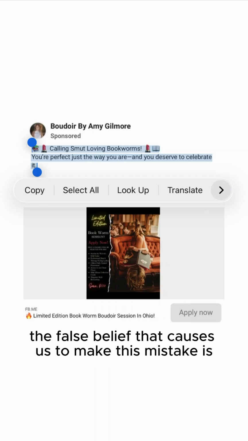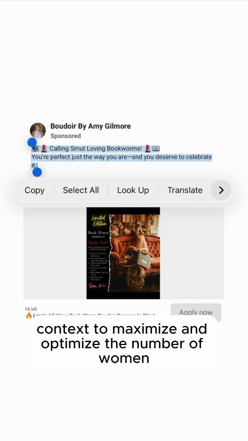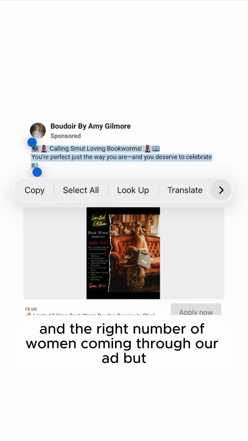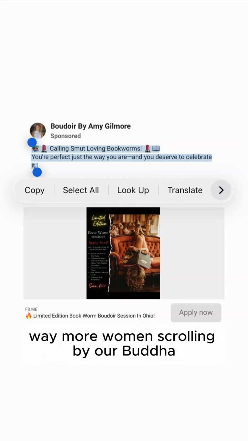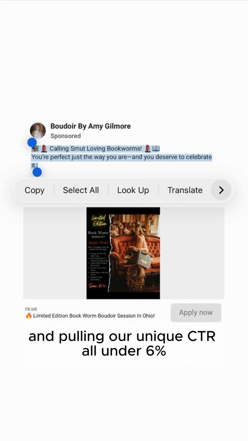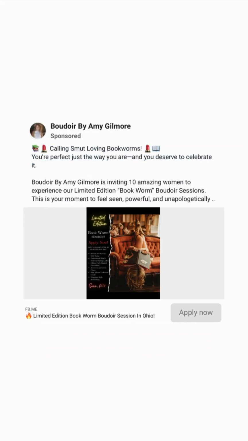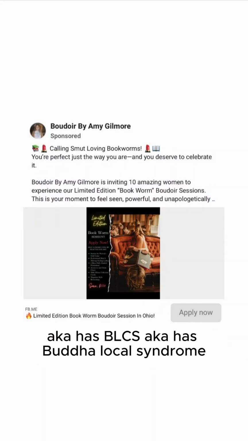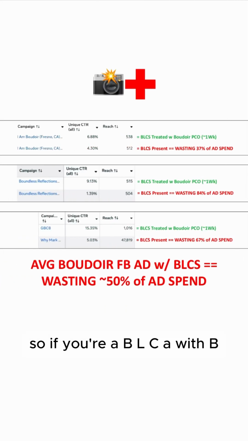All right, so small amounts of context here, but this is the lack of context mistake. The false belief that caused us to make this mistake is we believe we provide enough context to maximize and optimize the number of women, and the right number of women, coming through our ad, but we didn't do that. So the consequence is way, way, way more women scrolling by our Boudoir Facebook ads than necessary, pulling our unique CTR all under 6%, contributing to BLCS, Boudoir low click syndrome. So overall, do I believe this Boudoir Facebook ad has a unique CTR all under 6%, aka has BLCS, aka has Boudoir low click syndrome? Yes, I believe this is a Boudoir low click syndrome Facebook ad.